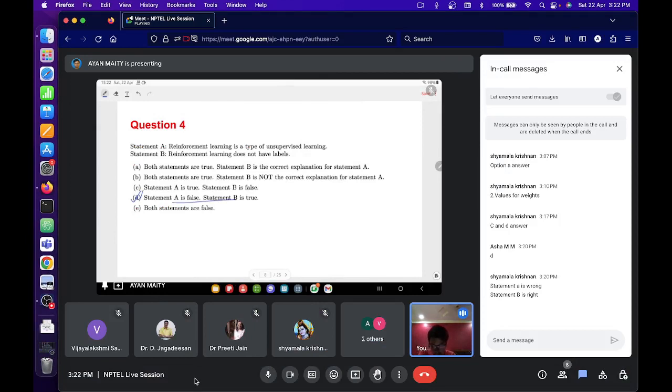Statement A is reinforcement learning is a type of unsupervised learning. So this is wrong. This is not right. There are three kinds of learnings. First is unsupervised learning, second is supervised learning, and third is reinforcement learning. So this is a different kind of machine learning. So option A is not right, and option B is reinforcement learning does not have labels.